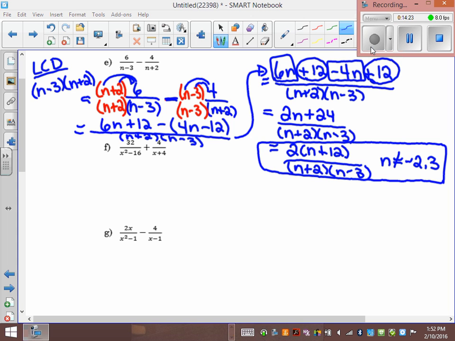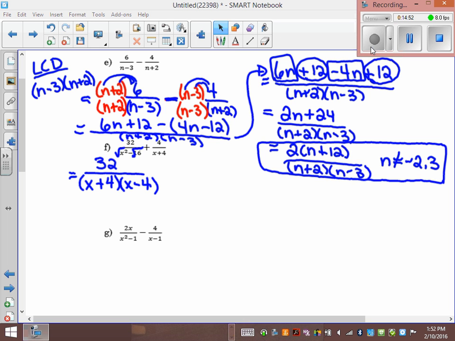F. What do you notice about F? Bottom left. Bottom left is a difference of squares. One of those differences of squares is going to match the other denominator, so that's a good thing, right? So we get 32 over, square root of x squared, sorry, is x. Square root of 16 is 4, plus minus. And then I have plus 4 over x plus 4.